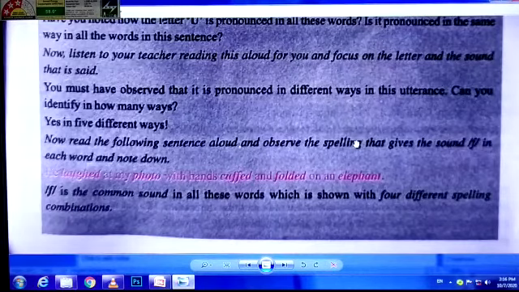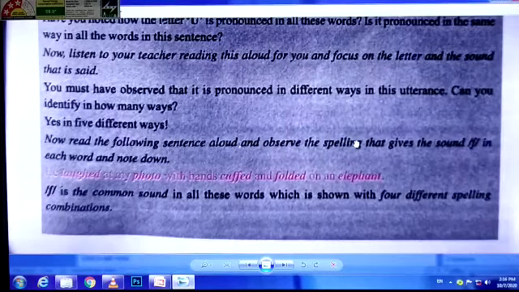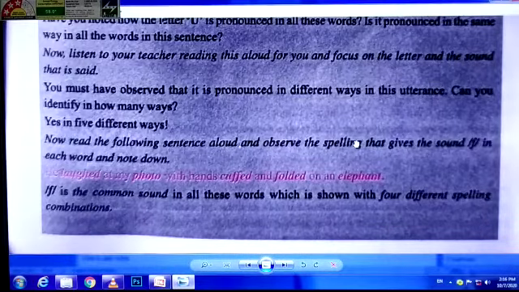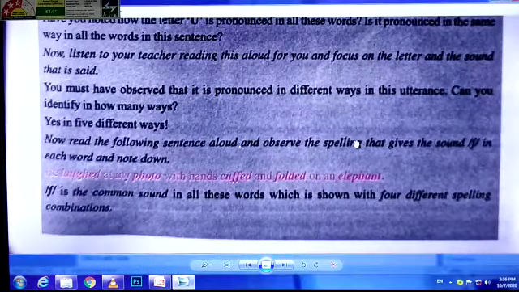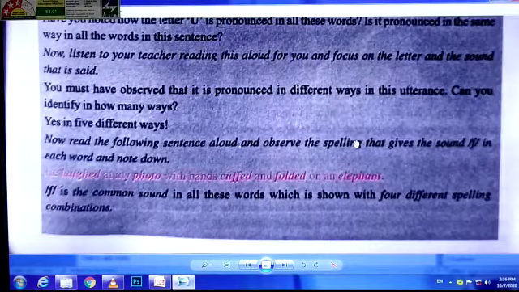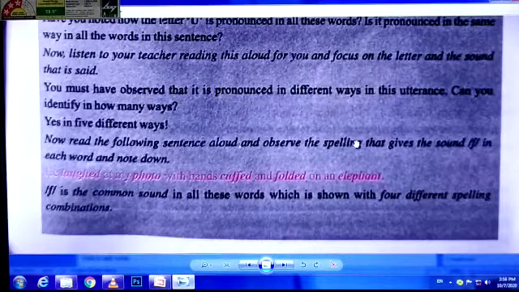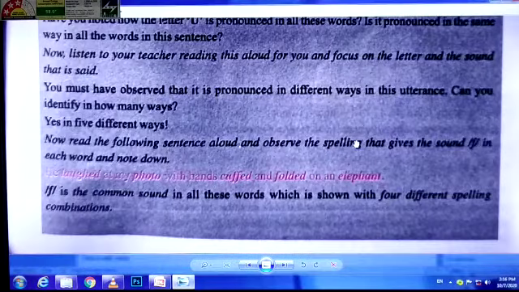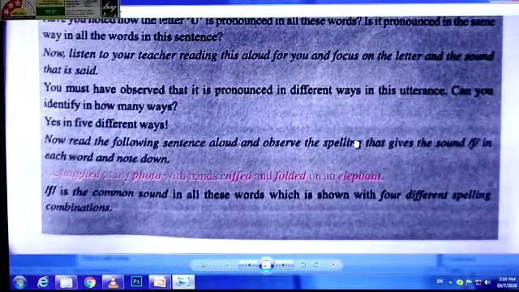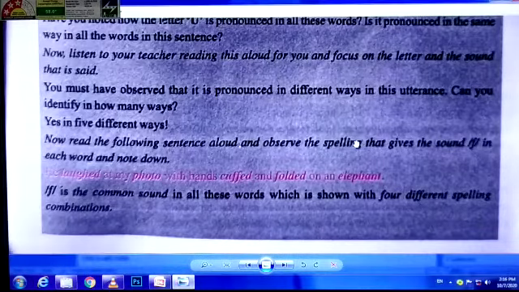Now read the following sentence aloud and observe the spelling that gives the sound fa. There is the letter F, phonetic symbol F, in each word. Note it down. He laughed at my photo with hands cuffed and folded on an elephant. I repeat. He laughed at my photo with hands cuffed and folded on an elephant. See the F, fa symbol in the phonemic symbols here in the last line.